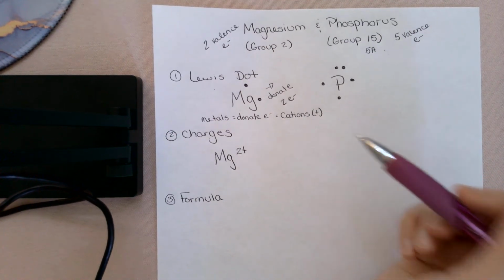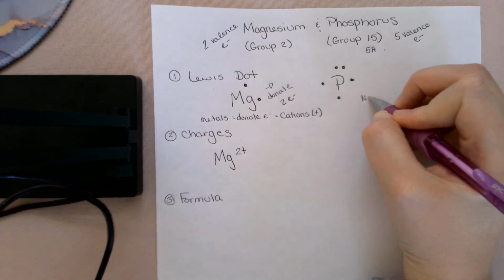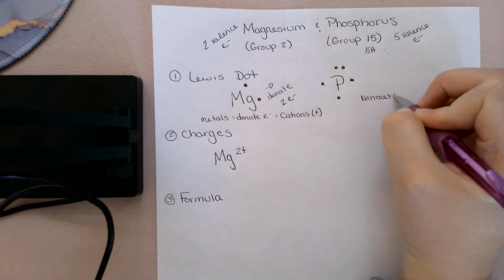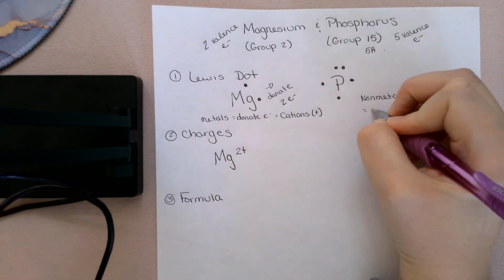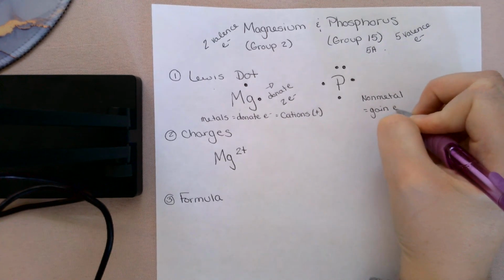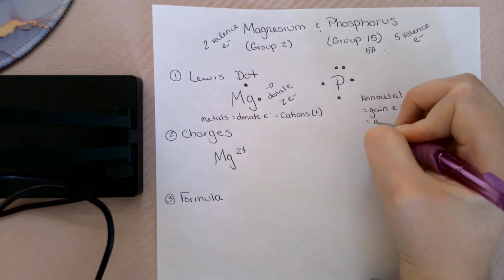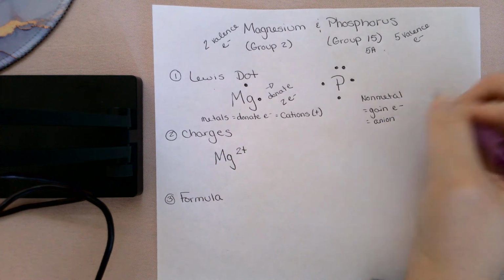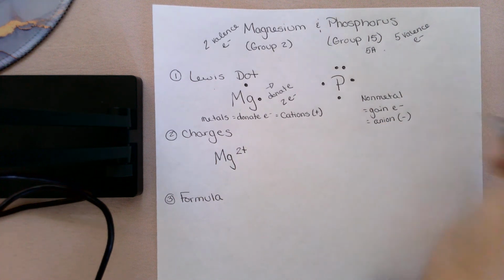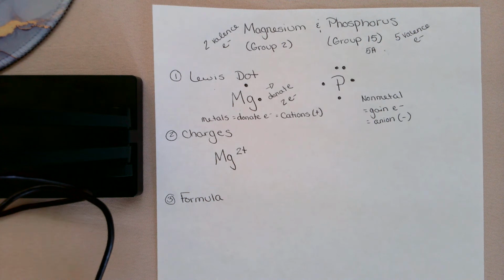Now let's take a look at phosphorus. Phosphorus is a nonmetal, right? So he's going to gain electrons, and he will become an anion, which is negative, right? If you take on negative electrons, then you will become negative. So now let's take a look.